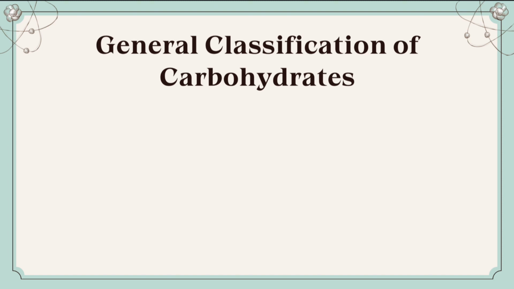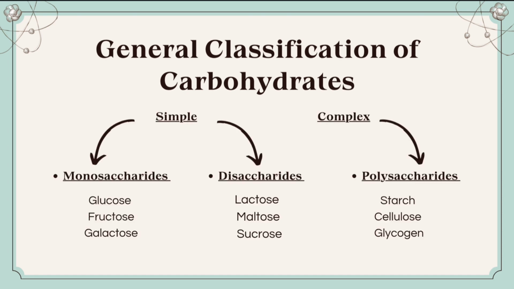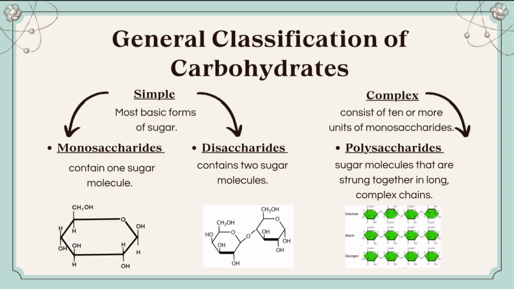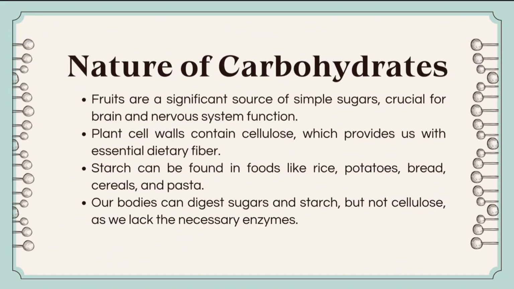To better understand carbohydrates, let us explore their different types. Carbohydrates are either simple or complex. Monosaccharides and disaccharides are simple carbohydrates or simple sugars. Meanwhile, polysaccharides are complex carbohydrates, which are a bit more intricate in structure. Also, fruits are a significant source of simple sugars. They are crucial for brain and nervous system function.